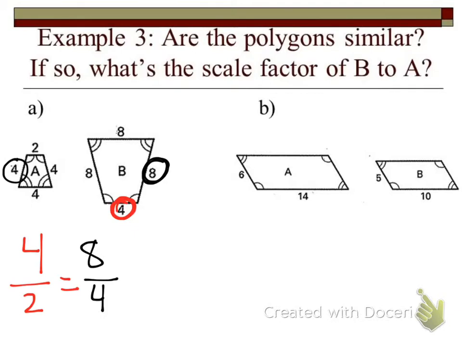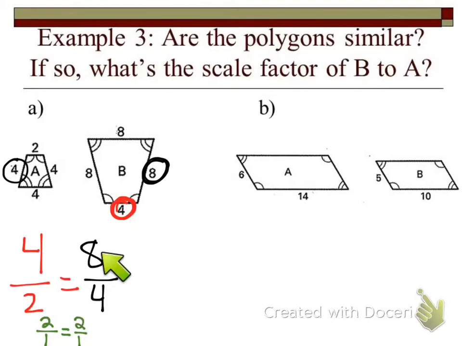2, right? 4 divided by 2 is 2, and 2 divided by 2 is 1. So that first ratio reduces to 2 over 1. Everyone agree? 4 goes into both of these. What's 8 divided by 4? What's 4 divided by 4? Do you see how they both reduce to 2 over 1 and 2 over 1?